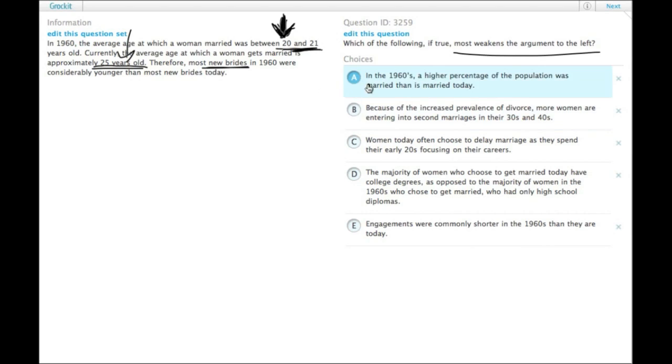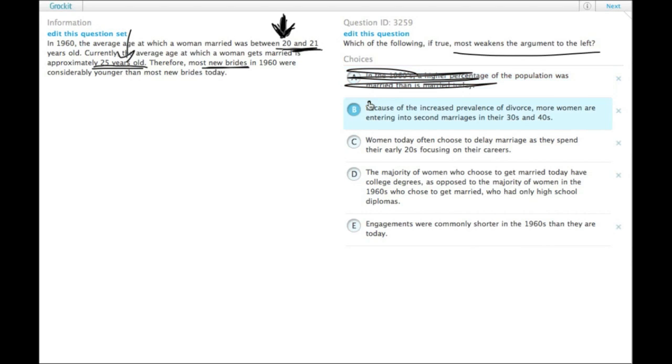So, A: in the 60s, a higher percentage of the population was married than is married today. So the percentage of the population that's married would not actually affect the average. It's based on fewer people. Now, if we accept A as true, having fewer people in there should not necessarily affect the average itself.